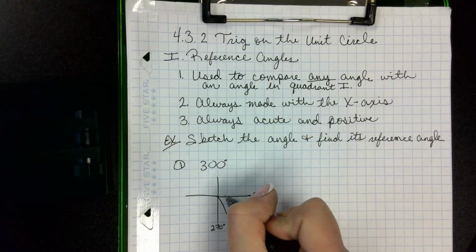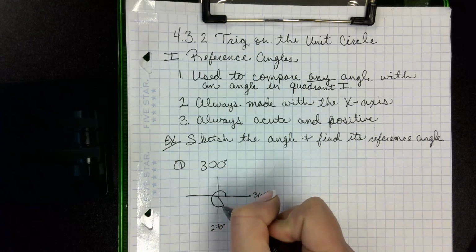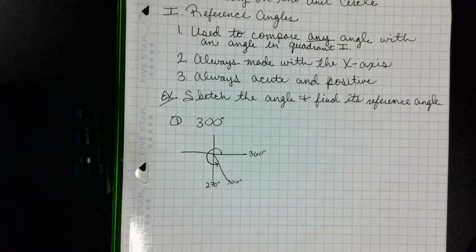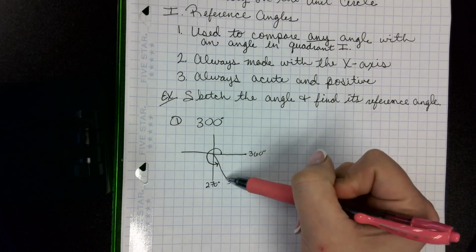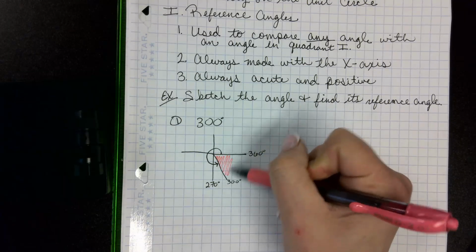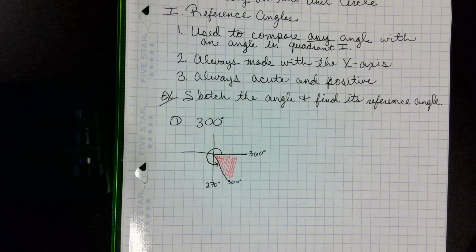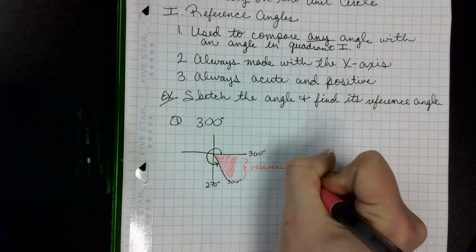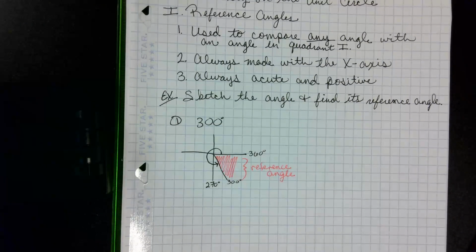I need to show that it goes from the initial side around to the terminal side. That's a positive 300 degrees. So now I need to find its reference angle. According to these instructions, the reference angle is the shortest way to get to the x-axis. So here's the x-axis, here's my angle. So this angle in between is going to be the reference angle. That's my reference angle.